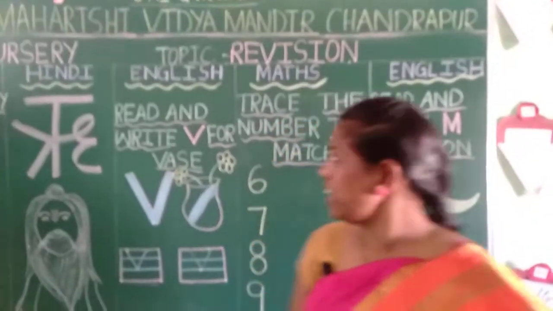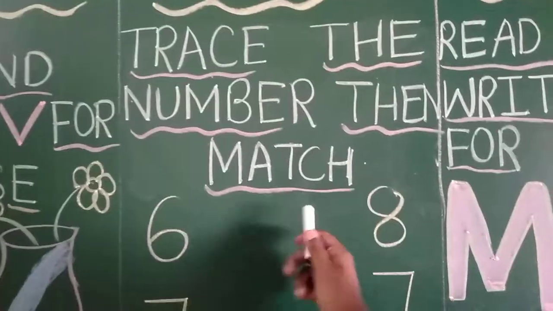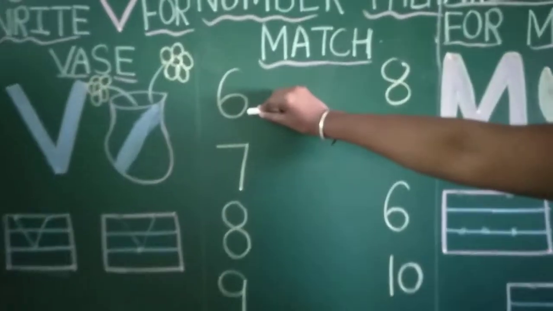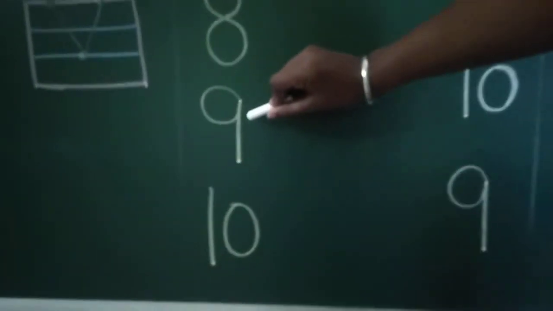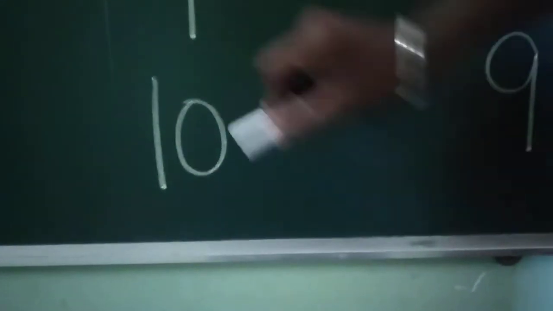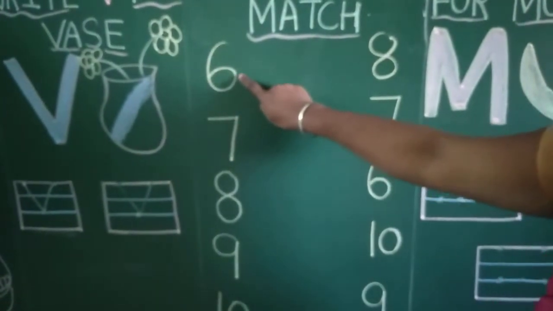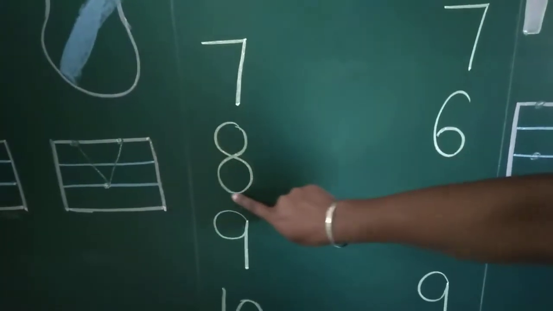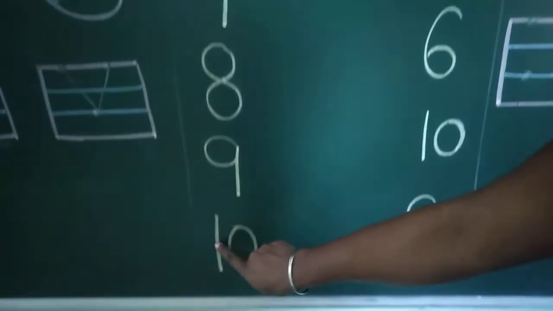Okay, now in maths, the teacher taught you to trace the number, then match. We will see which numbers are given here. Which number? 6, 7, 8, 9, 10. Okay, now we will trace. How will we trace? 6 like this. 6, 7, 8, standing line and curve 9, then 1, 0, 10.